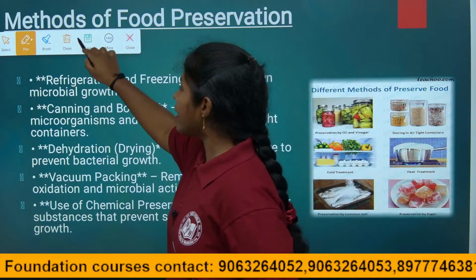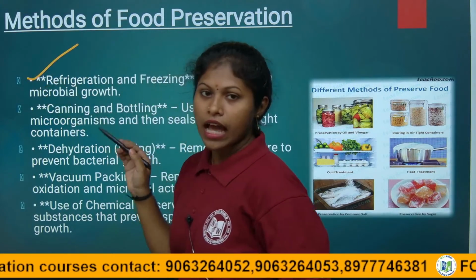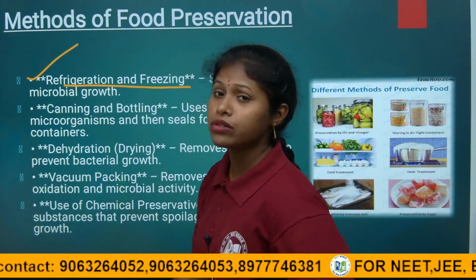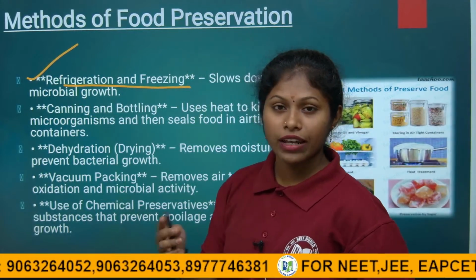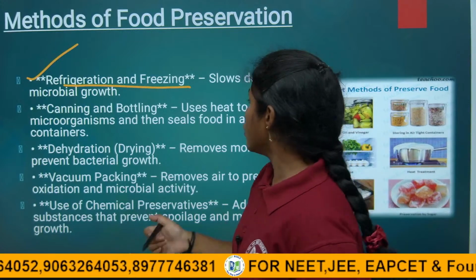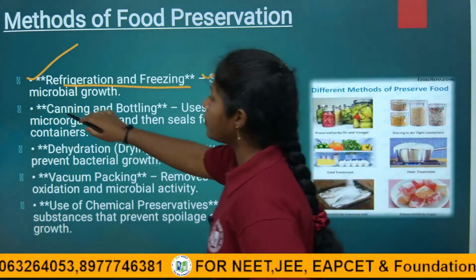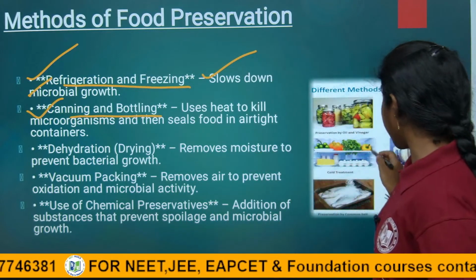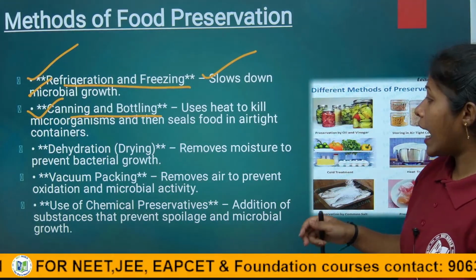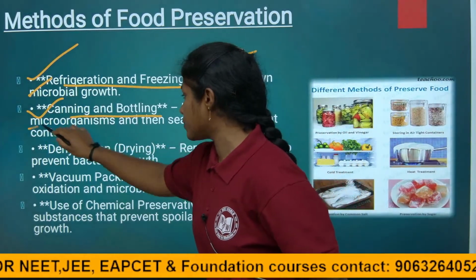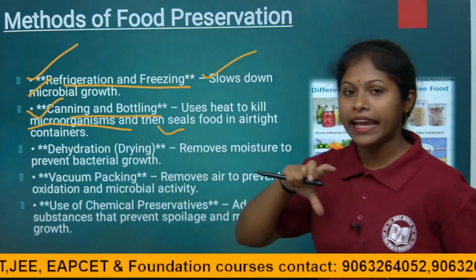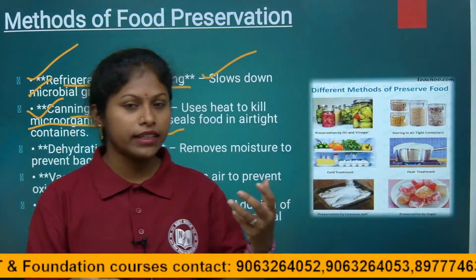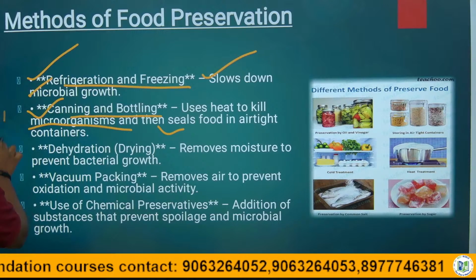The most widely used method is the refrigerator. In refrigerators, as the temperature is very low, we cannot see bacterial growth, so it slows down microbial growth. And canning and bottling use heat. If they use excessive heat, it kills the microorganisms, and then it seals the food in an airtight container. We do not allow air into the container, thereby reducing microbial growth.